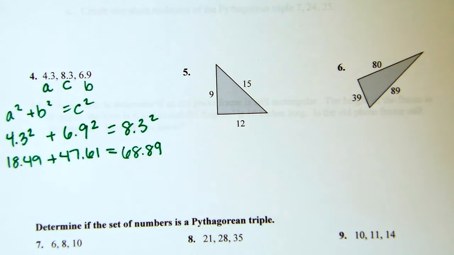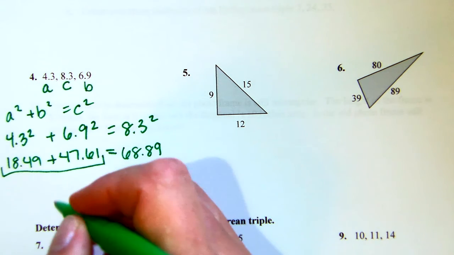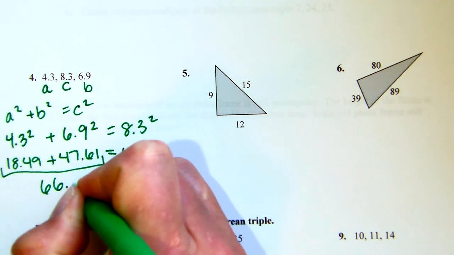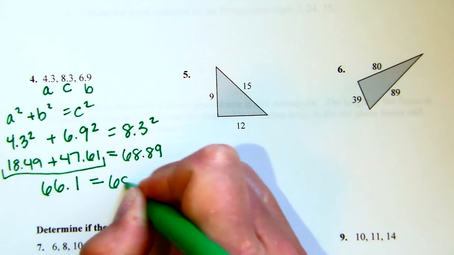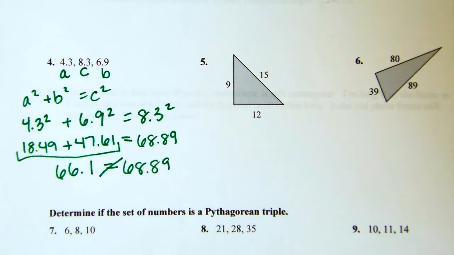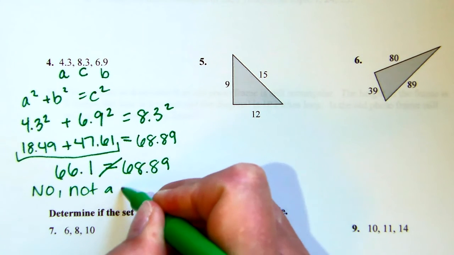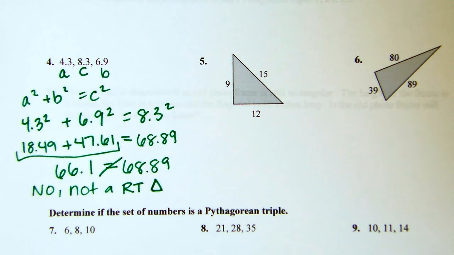Now, I'm going to combine these two numbers together. So I'm going to go 18.49 plus 47.61. That's going to give us 66.1, equals 68.89. Now, because these two numbers do not equal each other, we're going to put a line through our equals. That means does not equal. And we're going to write no, not a right triangle. Okay. So you're going to do that on every problem for numbers 1 through 6.